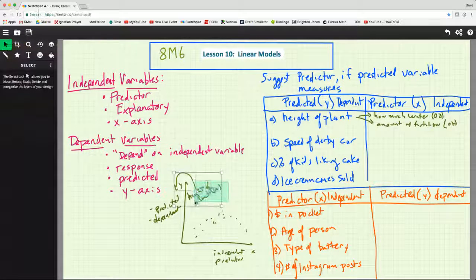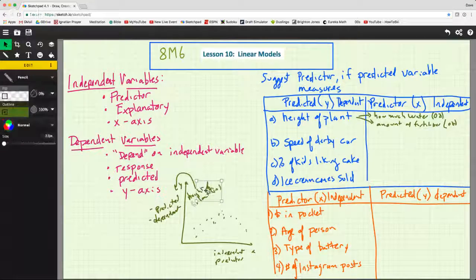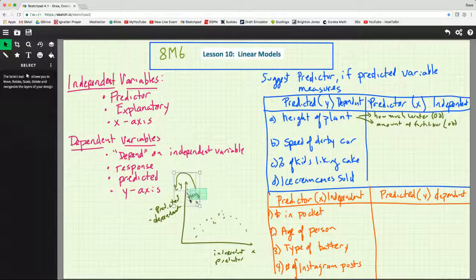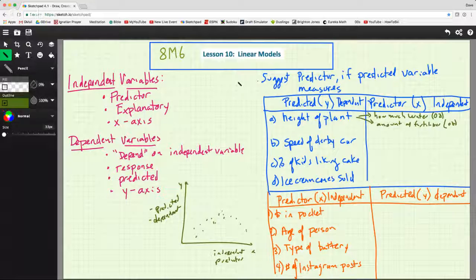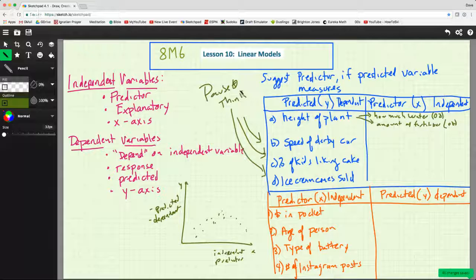Now my question is going to be, I want to measure the speed of a derby car. So I want you to think about it. I want you to pause and think about B, C, and D. Pause, think, and write. What are some things that could change the speed of a derby car? One of those cars that you race down a track.